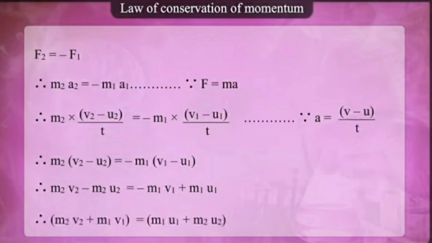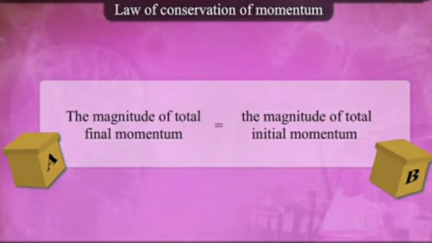So let's open the bracket. We get m2 v2 minus m2 u2 is equal to minus m1 v1 plus m1 u1. So by rearranging them, we get m2 v2 plus m1 v1 will equal m1 u1 plus m2 u2. It means the magnitude of total final momentum will be equal to the magnitude of total initial momentum.